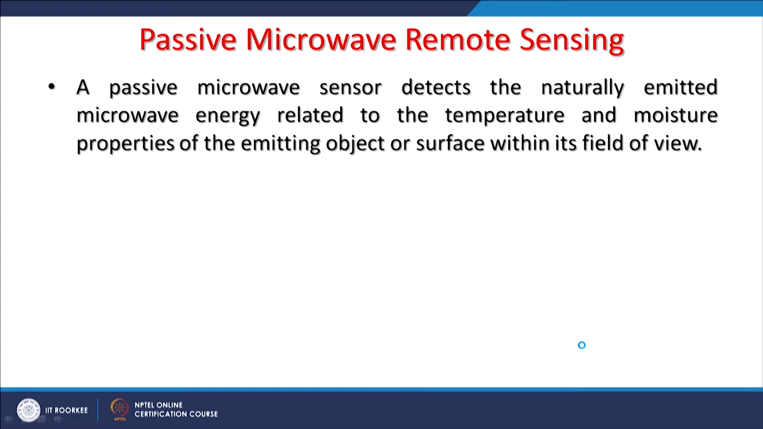energy, and this energy is very tiny, very small, and is related to the temperature and moisture properties of the emitting object, soil or rocks or surface within its field of view. Because the energy is tiny, you require a large area to cover to register its effects in the sensors, which are very far, maybe 850 kilometers away from the earth. So, that is why in passive microwave remote sensing, the data is available at a relatively very coarse resolution.